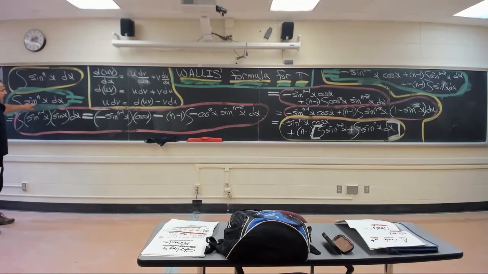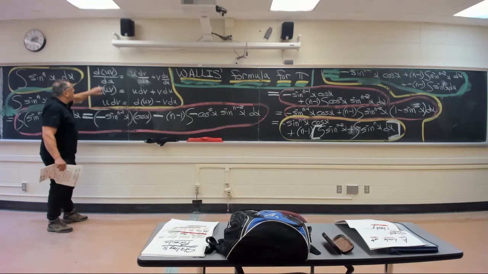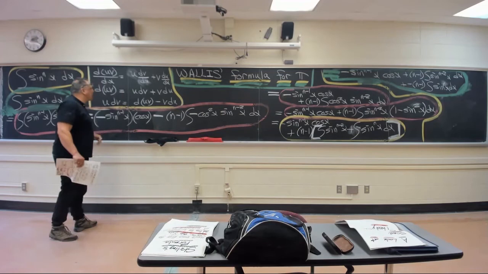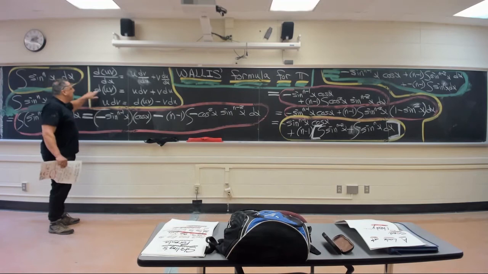You guys remember that if you were going to take, by the product rule, the differentiation of a product, d/dx of the product uv, where both u and v are functions of x, d(uv)/dx is u dv/dx plus v du/dx. Multiply by the differential dx on each side, you got all this. If you were to integrate d of u times v, you get uv within particular limits.